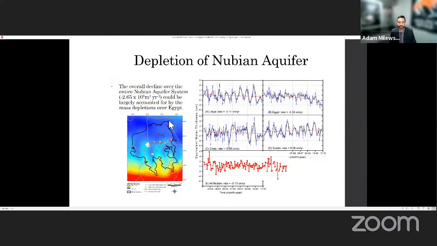And so we processed GRACE. This is that image here on the left in the Nubian sandstone aquifer system. What you would notice is, again, the areas in red would be where we're gaining the most water. Blue is where we're either gaining or losing in this particular case. And what we found was, in this case, I think it was 2002 to 2011, that the Nubian aquifer system was losing 2.65 times 10 to the trillion cubic meters of water per year.